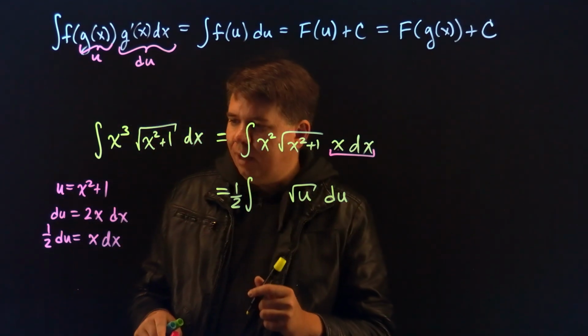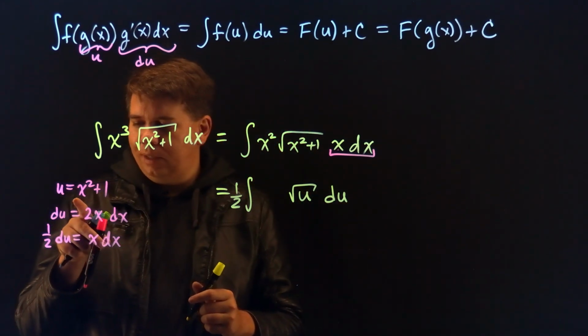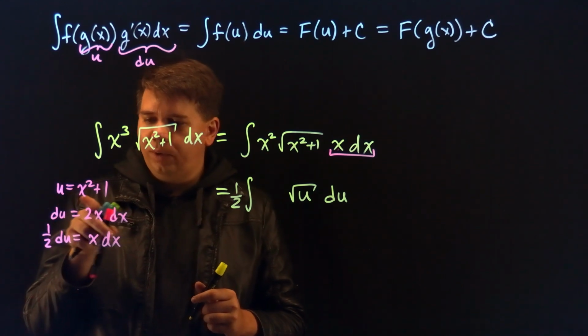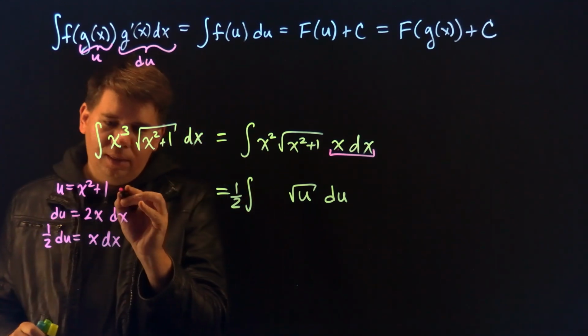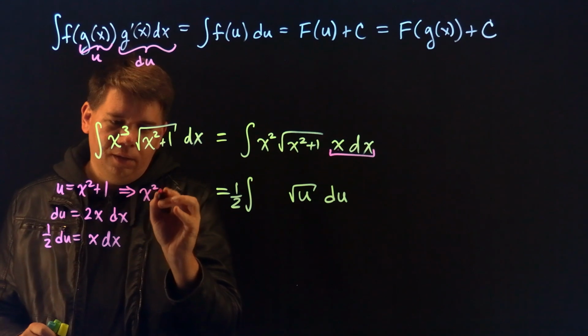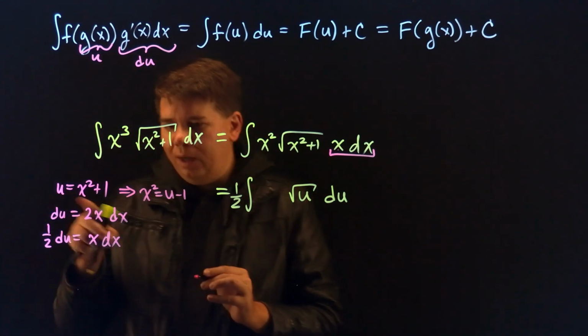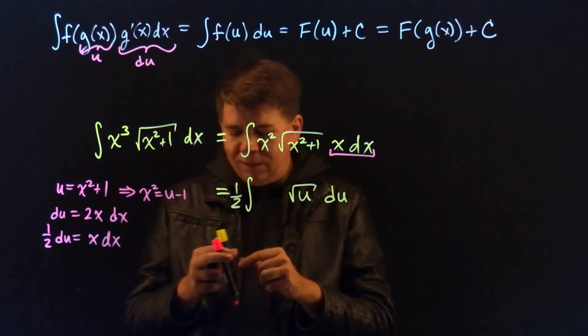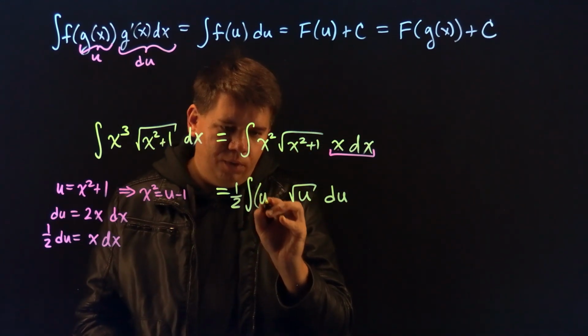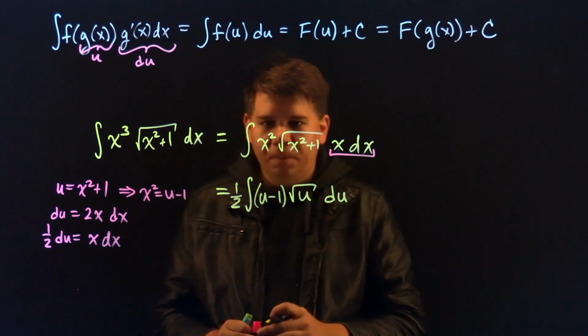And this is where we have to be clever. We're going to come back here and say, well, if u is x squared plus 1, that means x squared is u minus 1. I just move the 1 to the other side. So I'm going to replace that x squared with a u minus 1.